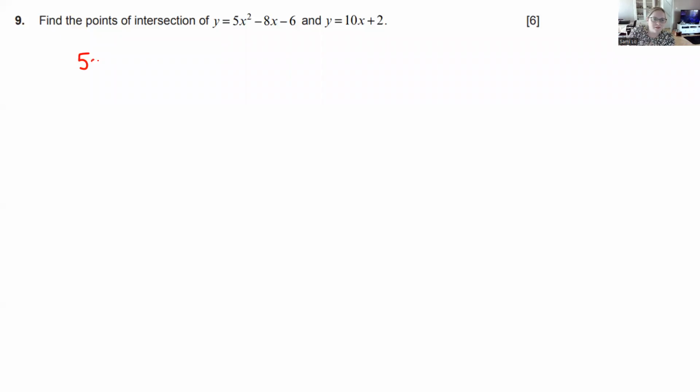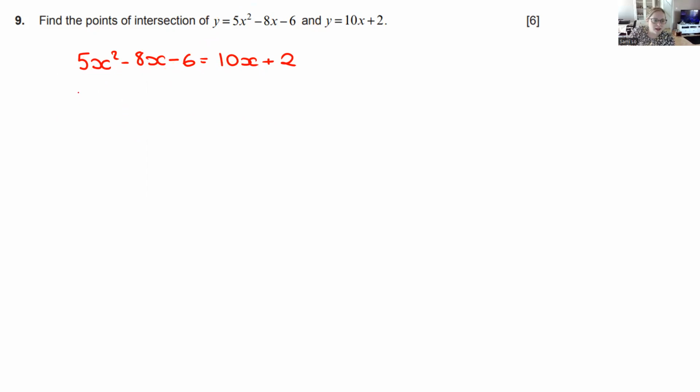So we've got 5x squared minus 8x minus 6 equals 10x plus 2. The only reason they're equal to each other is because they're both equal to y. So we can essentially sub in the value of y for one of those sides. First thing I'm going to do is chuck everything to the other side. That's always the easiest way to do these ones because it'll give us then two values for x.